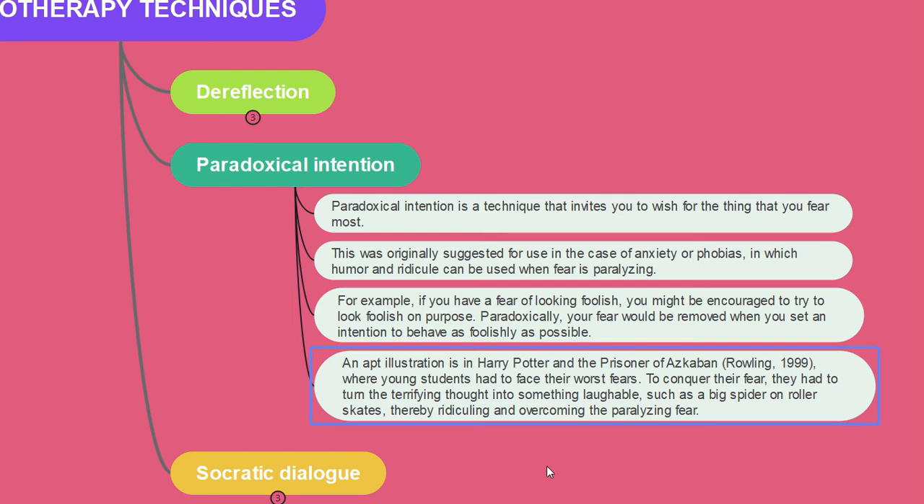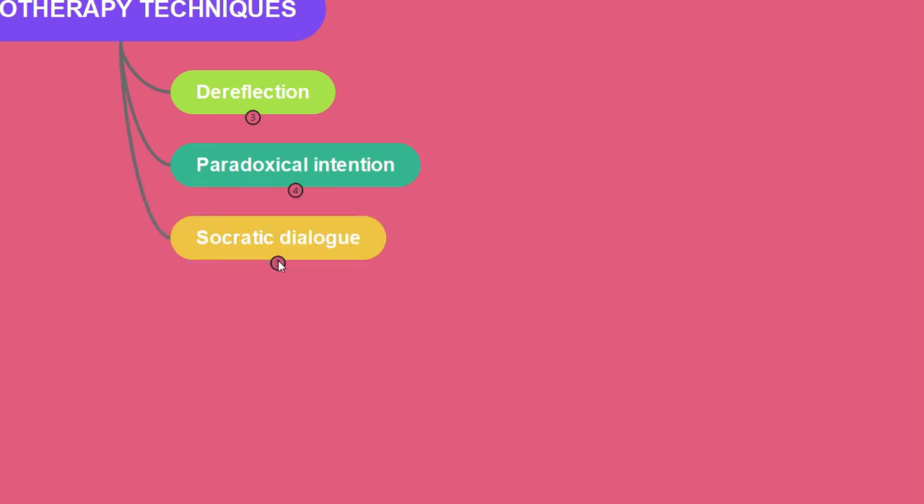Why do we need to overcome our fears? Otherwise, it will paralyze your thoughts. It will paralyze your ability. It will paralyze your understanding. It will stop you from reaching something. Conquer your fear. That is the technique of paradoxical intention.